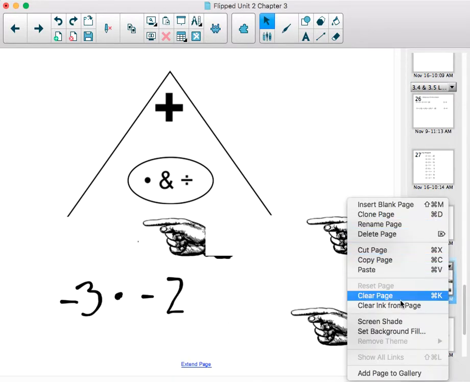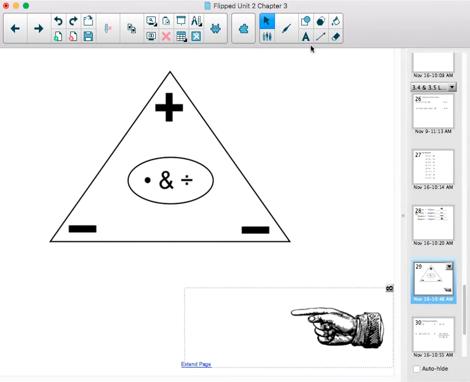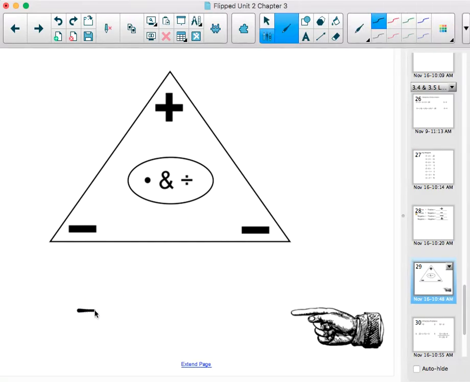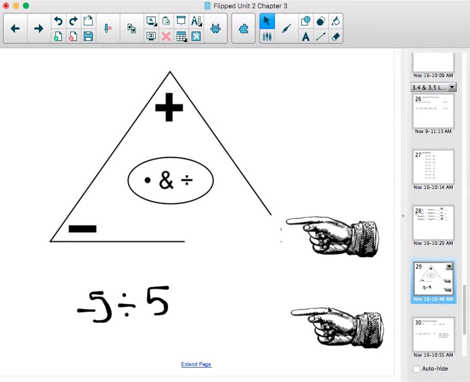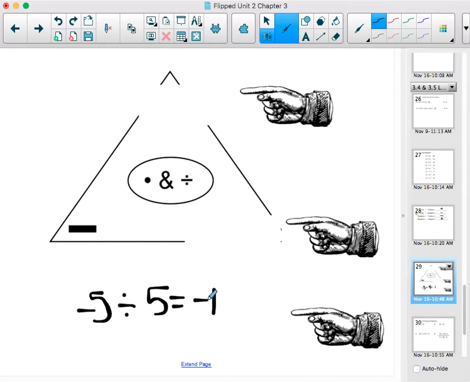Let's try another one like that. What if we did the problem -5 divided by +5? So our first number is negative, so we can cover up the negative sign here. Our second number is positive, cover up the positive sign, and that means our answer is going to be negative. So 5 divided by 5 is 1, and since it's a negative divided by a positive, our answer is -1. That might be a trick for you to help remember your rules.